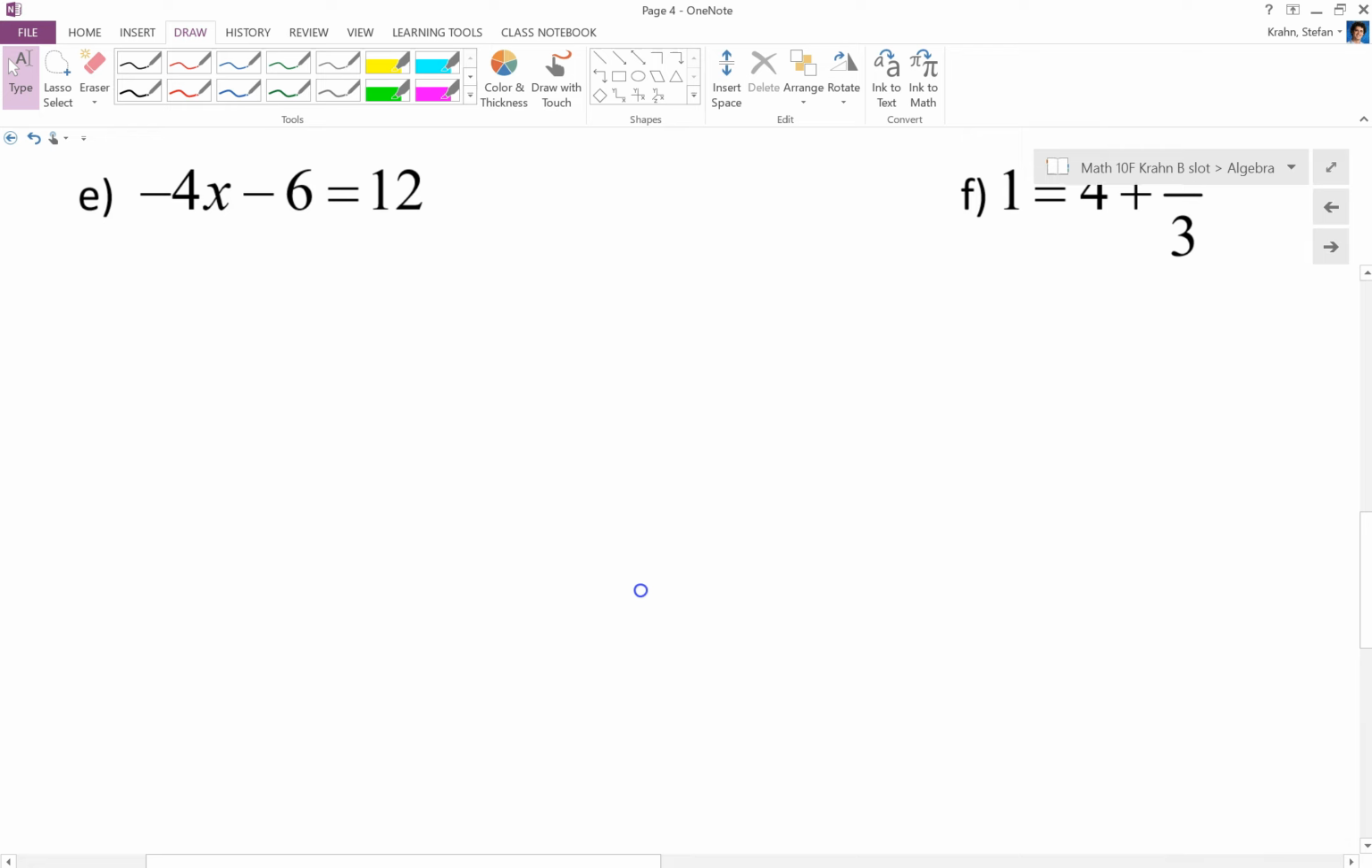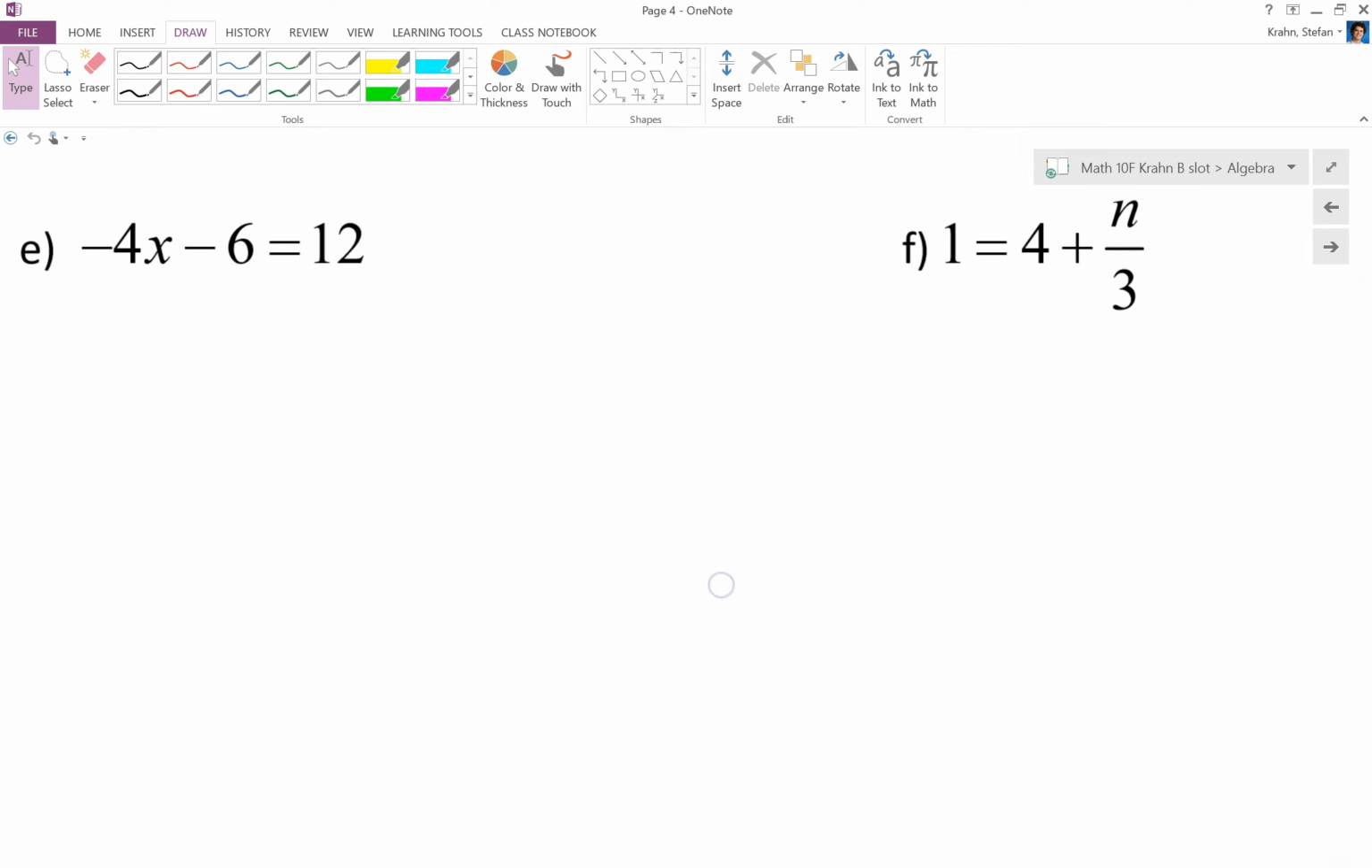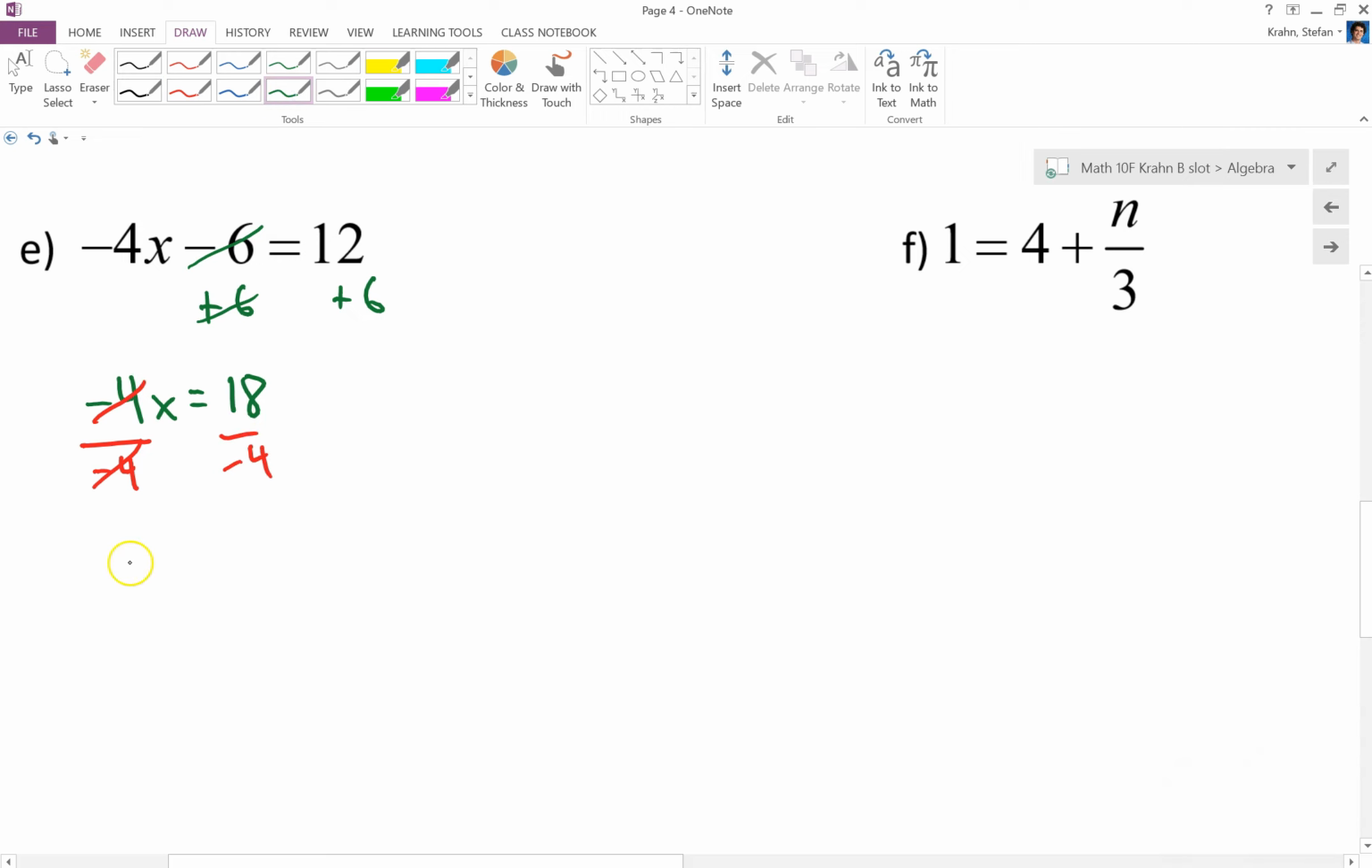Alright, let's try E next. Here, I always deal with whatever term doesn't have the variable in it first. So here it's going to be this plus 6. I have to add 6 to both sides, so I'm doing the opposite operation to get rid of it. Minus 4x is going to be equal to 18. And then I do the opposite here. It's minus 4 times x, so I'm going to do the opposite, which is divide. And here my final answer is going to be x is equal to 4.5.